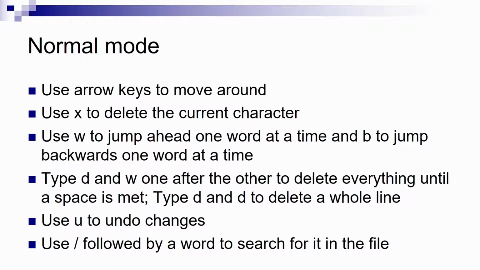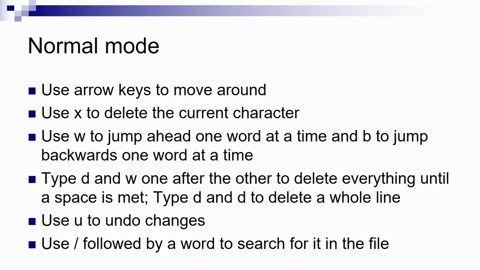Now before I show you how to use Vim, I want also to give you some details about each mode so that you have them here if you want to reference them. In the normal mode, which does not allow you to directly edit text, you can use the arrow keys to move around in the text document. You can use X to delete the current character, so the character that is selected by the cursor at the moment. You can also jump ahead word by word using W, or jump backwards word by word using the B key. If you want to delete, for example, a word, you can type quickly one after the other D and W, and if you want to delete a whole line of text, you can type DD.